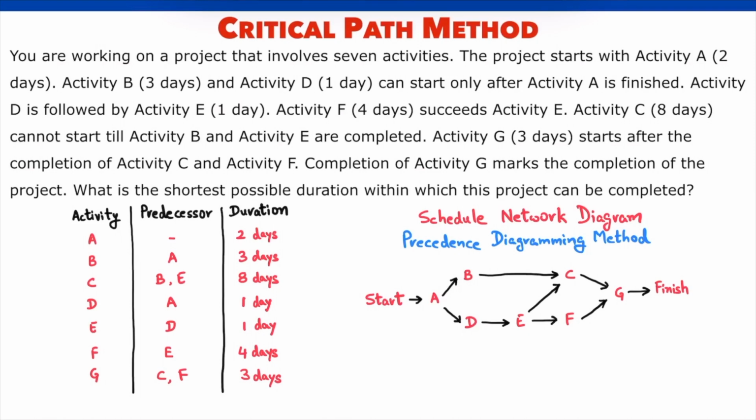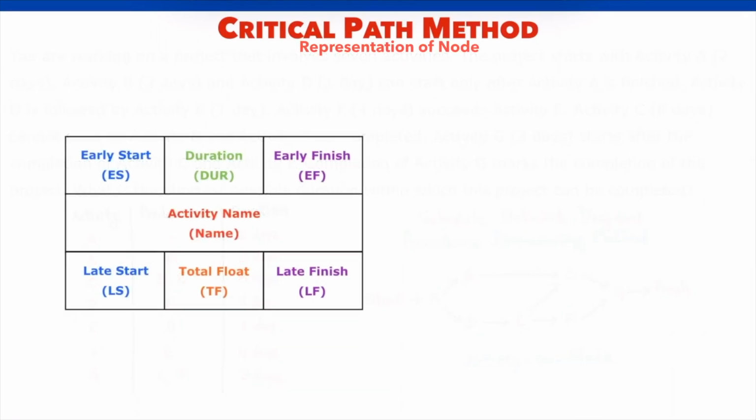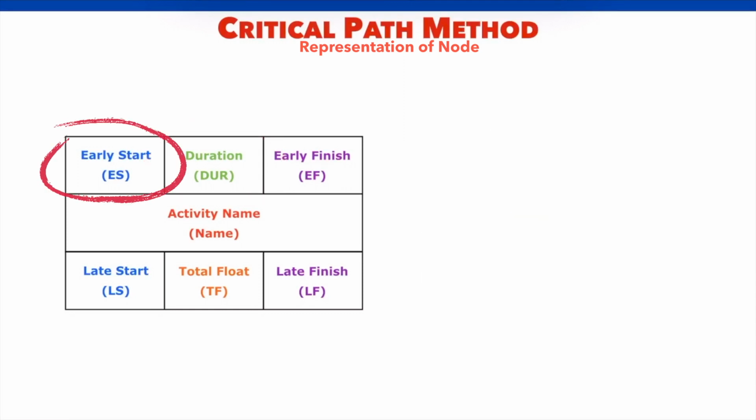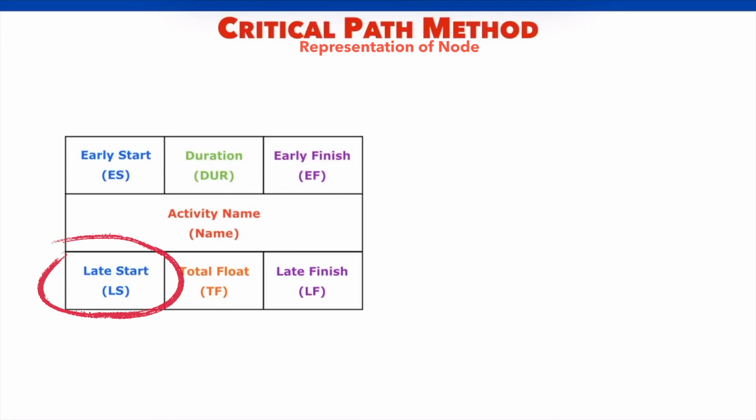Precedence Diagramming Method, or PDM, is also known as activity on node. Here, each activity is a node, and these nodes or activities are connected through arrows. Here is one of the commonly used representations of a node. Not just the activity name, but other activity attributes such as activity duration, early start, early finish, late start, late finish, and total float are also captured in this format.